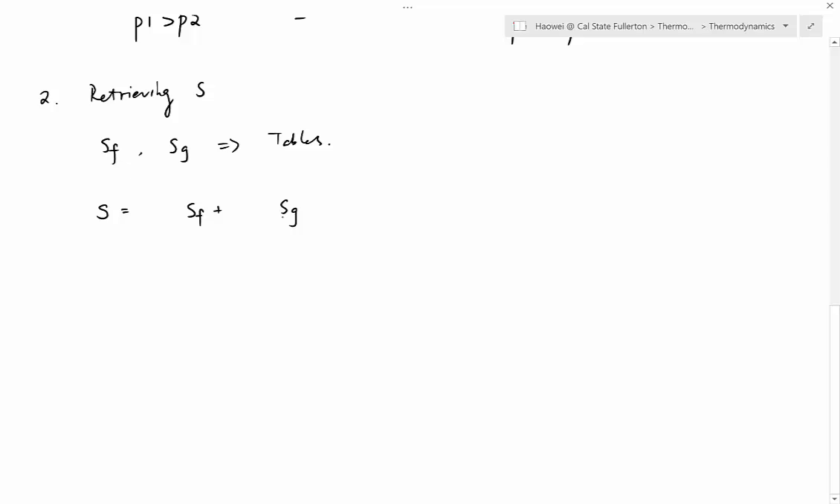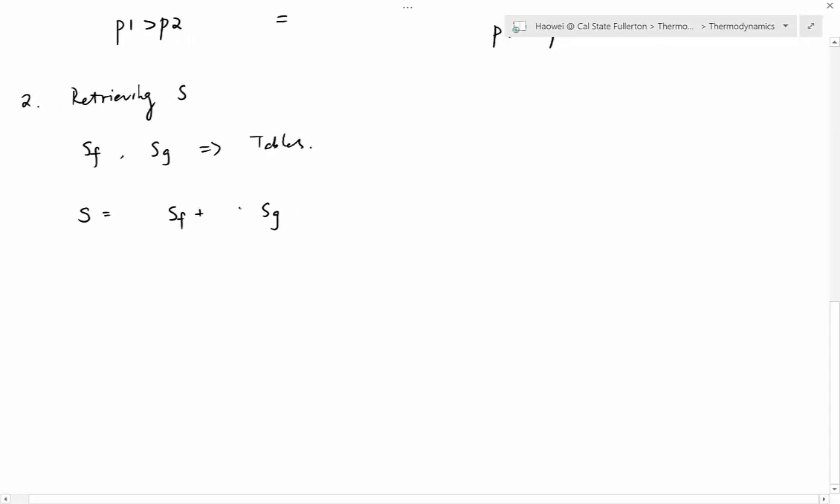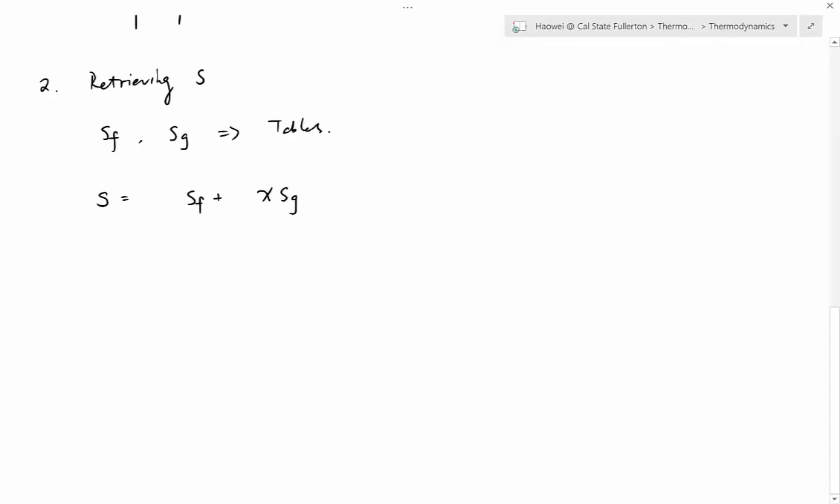Now the next question is how much vapor do we have? That's the definition of quality, so multiply by quality. And next, how much liquid do we have? That's the rest, so multiply by 1 minus x. This is the case if you have a mixture, just like before.